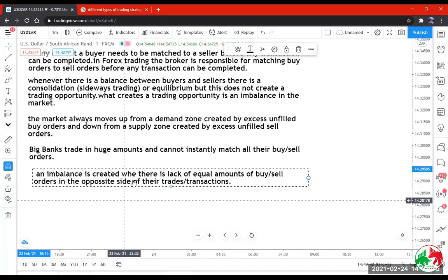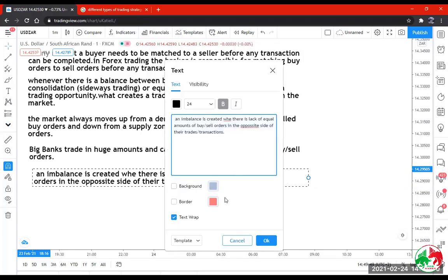An imbalance is created when there is a lack of equal amounts of buy or sell orders on the opposite side of their trades or transactions. Obviously, as retail traders, we do not have the same amount of money as the banks and institutions. So each time there's an imbalance, we are able to pick the zone and we expect the zone to come back to that level, because banks need to fill all their orders before the market continues in the intended direction.